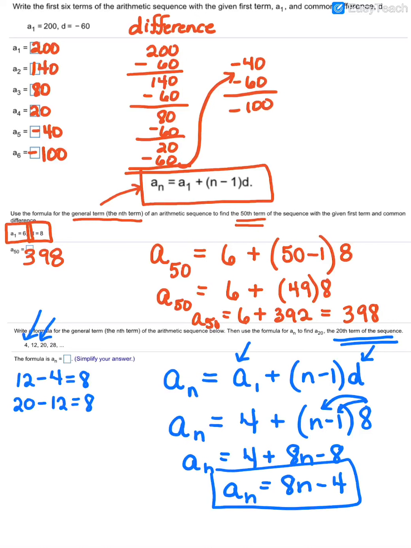And then they ask me to find the 20th term. So now with that formula, if I plug in n equal 20, I'm going to get 8 times 20 minus 4. So that would be 160 minus 4, which is equal to 156.